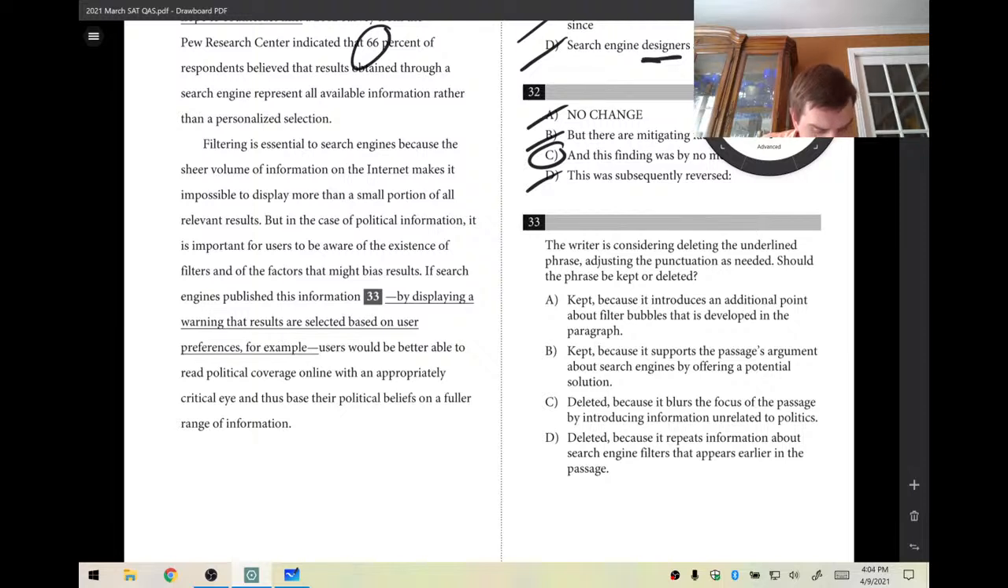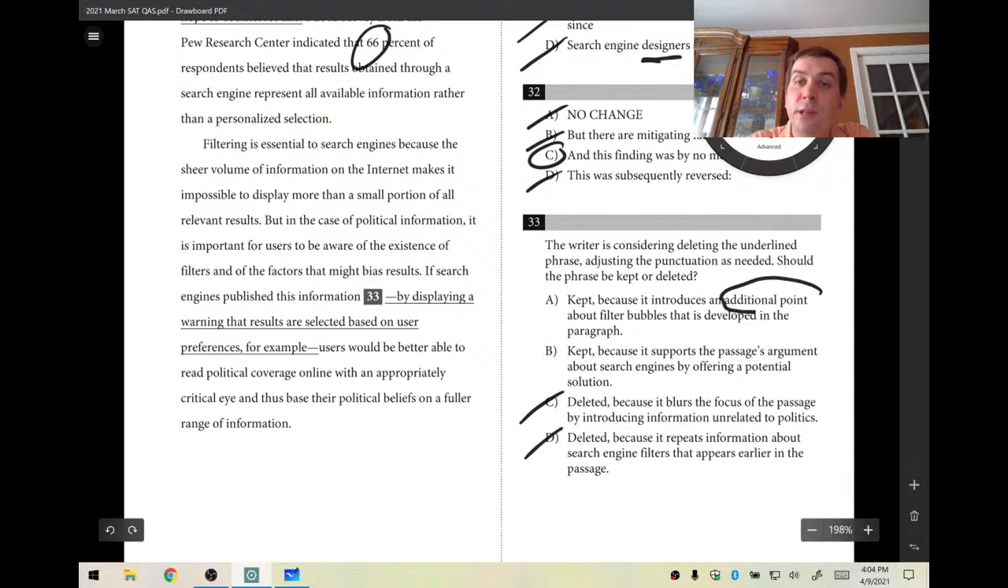If search engines publish this information by displaying a warning label, so should this information be kept or deleted? It should be kept, but we have to figure out, is it A or B? So does it introduce an additional point about filter bubbles that is developed in the paragraph? Does this introduce an additional point? No. It should rather be kept because it offers the potential solution.